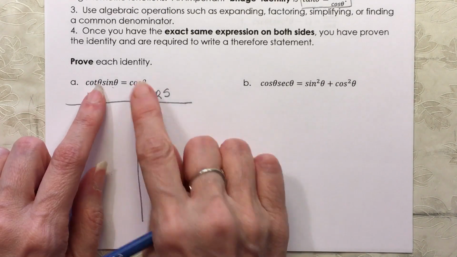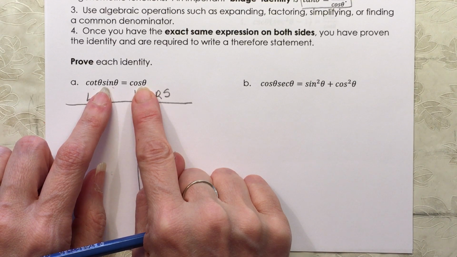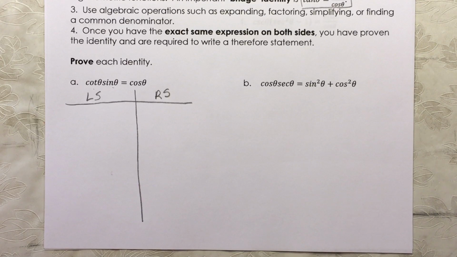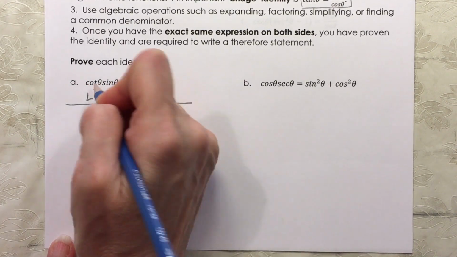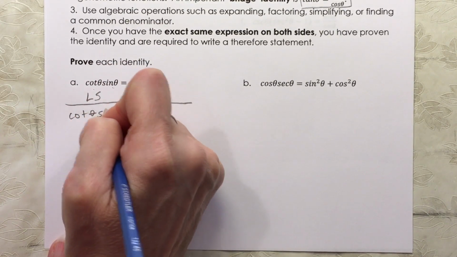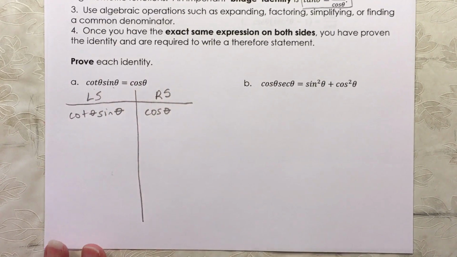So to prove it, again, we can't assume that it's equal. We have to prove that they're equal. So we can't move things from side to side. We have to use each side on its own and try to make them equal each other. So our left side is cotan theta times sine theta, and our right side is cos theta.